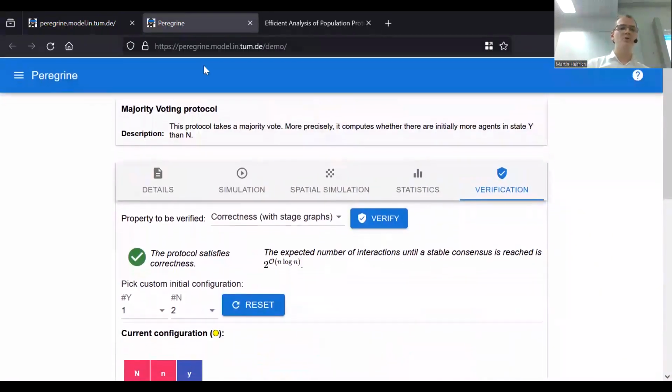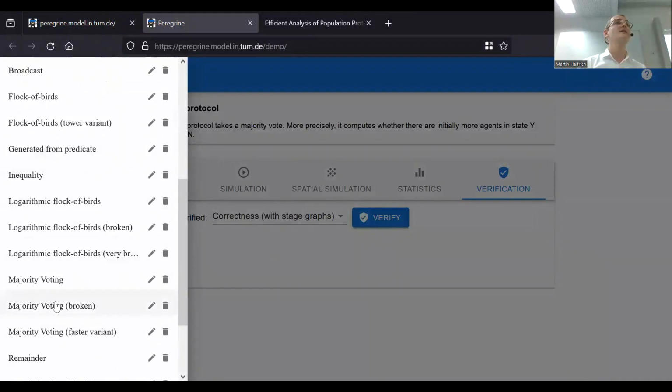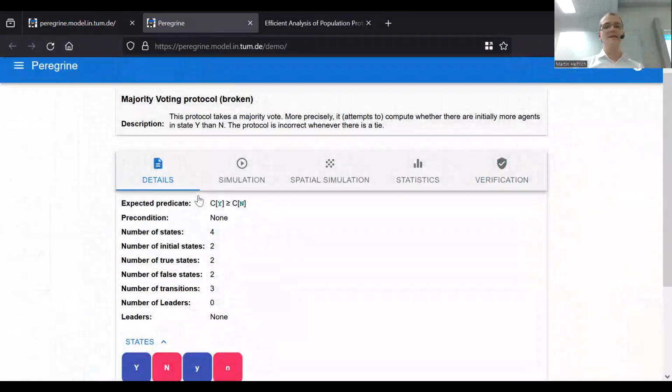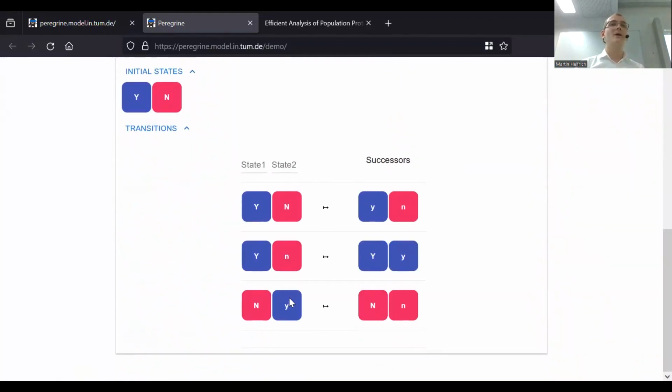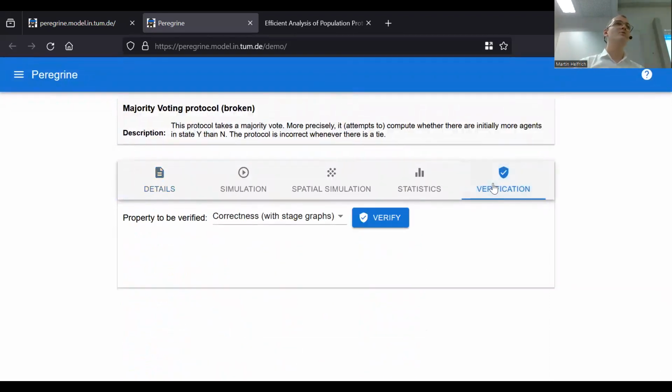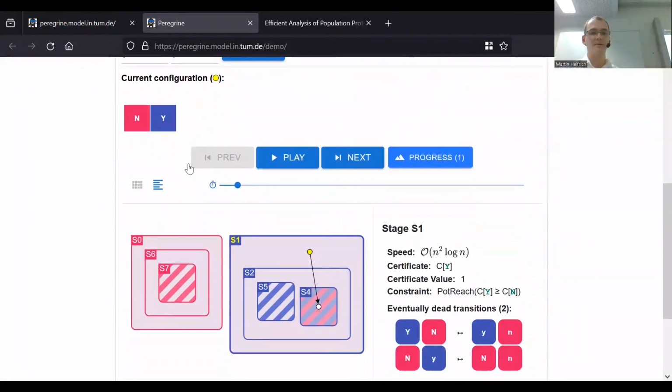One last thing I want to show you is what happens if we run the verification with a protocol that is incorrect. So in this version of the protocol, I removed one of the 4 transitions. And now I can tell you this protocol is incorrect. And the cool thing is, if you try to verify this, Peregrine will not only tell you, no, I can't verify this. It will also try to find a counterexample. In this case, it did find a counterexample.